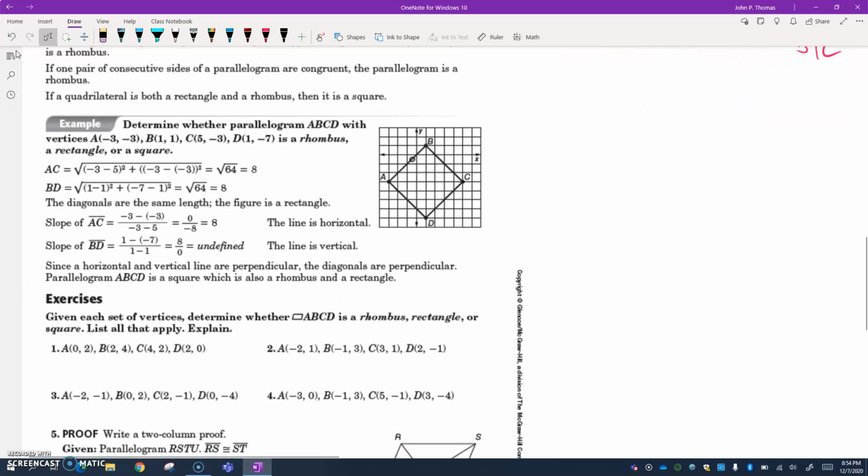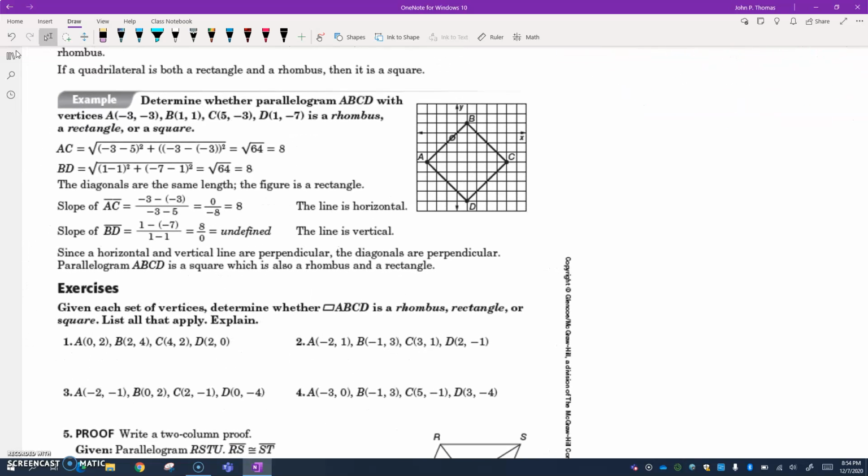In their worked example, you're going to notice that the first thing they did is find the length of AC and the length of BD. Notice that both of those are 8. AC and BD are the two diagonals. They already told me it was a parallelogram, so I have a parallelogram with congruent diagonals. That's enough to give me a rectangle.